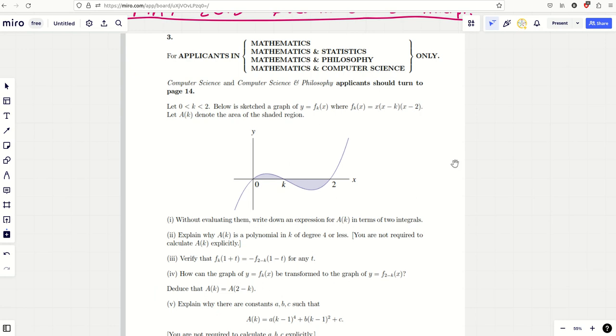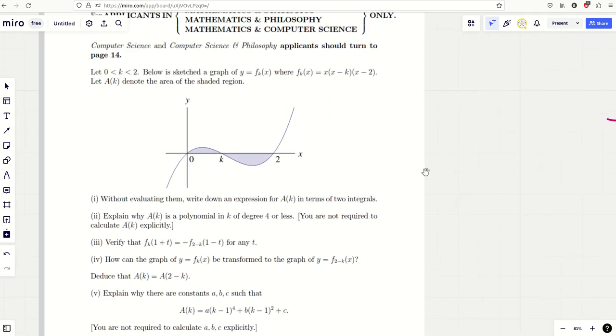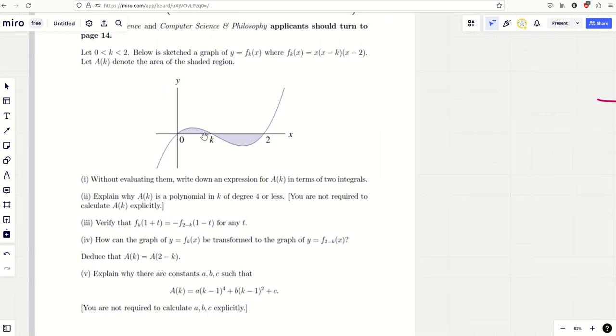Okay, so let's get on with a question now, because that's going to come in really handy for me when I get to part 3 and part 4 and part 5, I think, to some extent. Okay, so let's do this. What have we got here? We've got an integral of a cubic. We're trying to find this area. We want to write down the area in terms of two integrals.